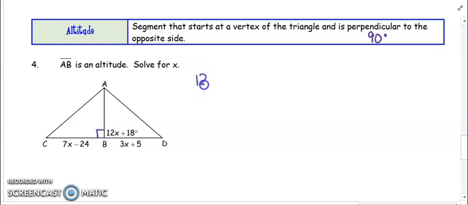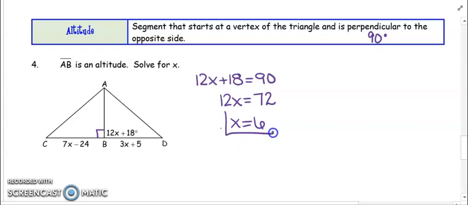I can say 12x plus 18 is going to be equal to 90. Well, I'll subtract 18 on both sides. I've got 12x to be equal to 72. I'm going to divide by 12, and I have x to be equal to 6.